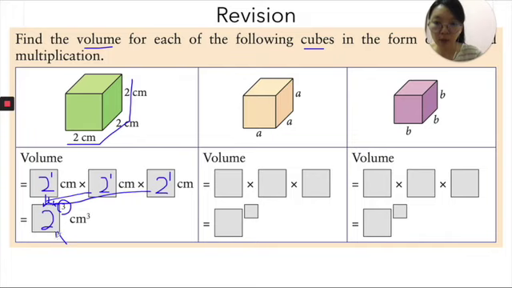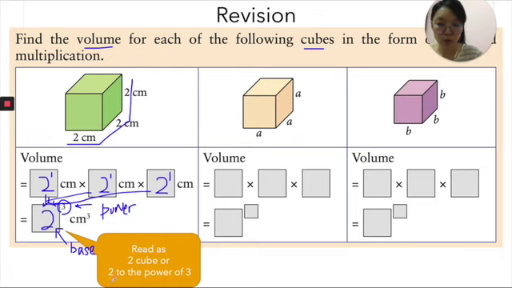So the one here, the big one, we call it the base. And the small one up there, we call it the power. As you know, in chapter 3, we read this as 2 cube because it is a cube. Or we can also read it as 2 to the power of 3. This number 2 is repeating for 3 times.